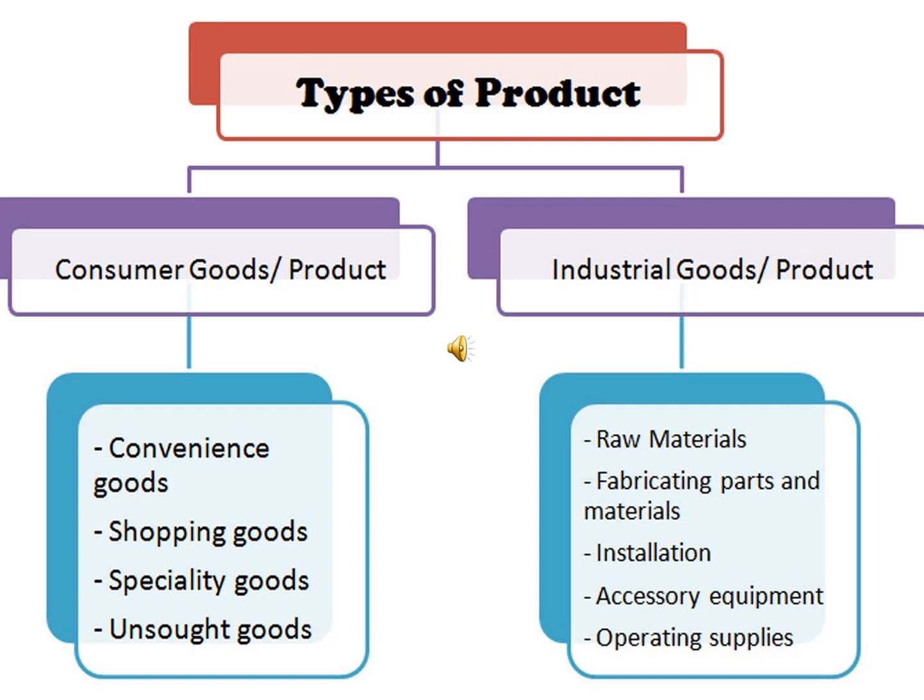So let's see what are the main goods under the consumer products. Firstly, convenience products. Items that are frequently bought with minimal effort and thought are known as convenience products. For example, food items and personal care products like toothpaste, bread, milk, which need minimum effort to buy, are known as convenience goods.